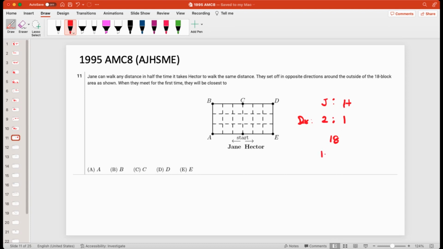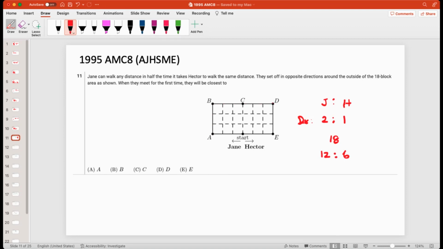So we'll do that. It will give you 12 is to 6. Correct? So that's a total of 18. So Jane is going to walk 12 blocks and Hector is going to walk 6 blocks. Jane will walk 12 blocks. So 1, 2, 3, 4, 5, 6, 7, 8, 9, 10, 11, 12.